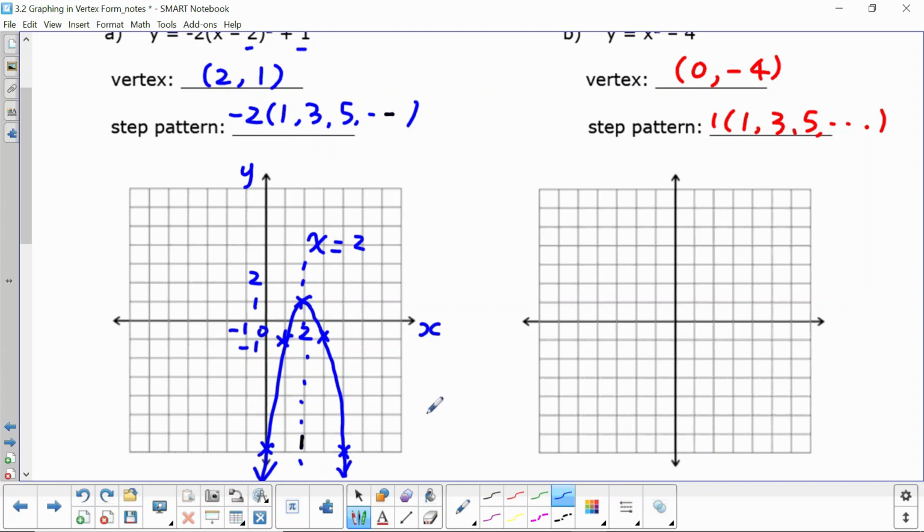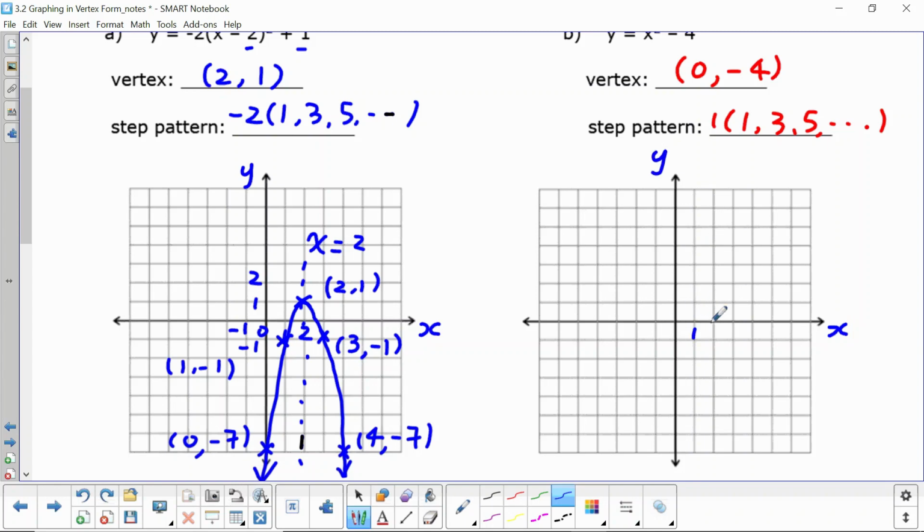Check your answer to see if you got it right. So this is the point (2, 1). This is the point (3, -1): right 1 means plus 1 to x, and the y value is minus 2. This one is (4, -7), since the y value is minus 6. And the same thing on this side: left 1 is (1, -1), and left 2 is (0, -7). Okay, check your answer.